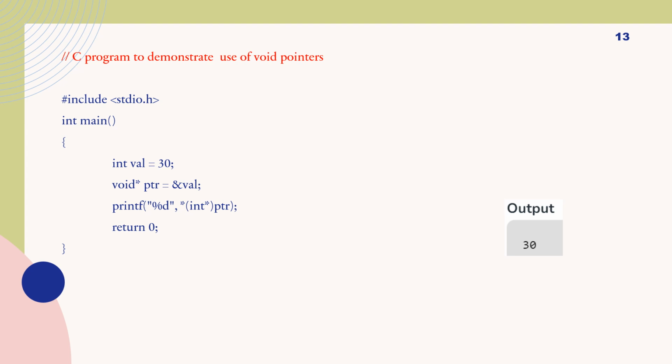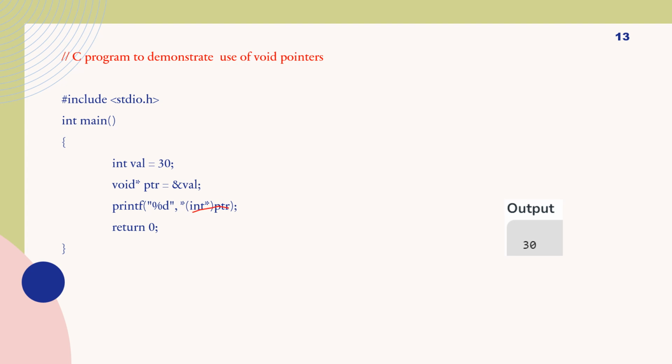And here you can see the third line. It is an integer variable val that is declared and initialized with a value of 30. And then in the next line, we have a pointer of type void named ptr, declared and assigned the address of the variable val. And in the next line, the void pointer is cast to the appropriate data type before dereferencing. Here you can see (int *)ptr, which casts the void pointer.